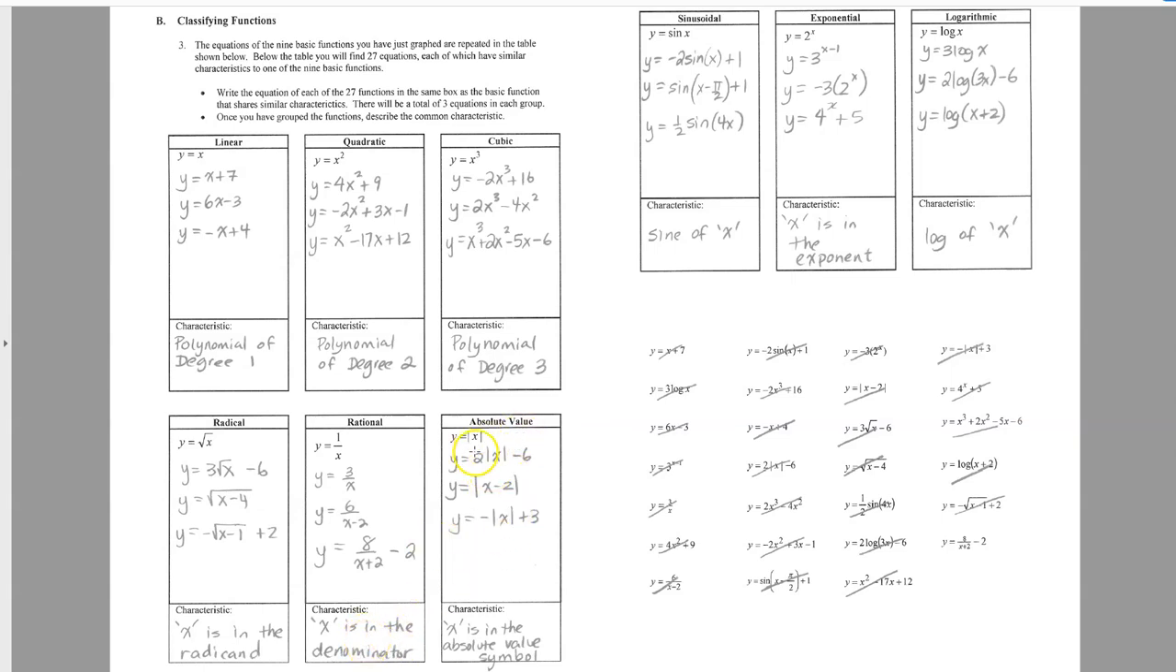Absolute value, the x is in the absolute value sign, right in between the absolute value symbol. Sinusoidals all have a sine. We're doing the sine of x. Exponential, the x is in the exponent, right? That's why it's an exponential function. The variable is in the exponent. And logarithmics use the word log, right? It's the log of x. Okay, so that concludes parts A and B of, what's it called? Functions and related concepts.